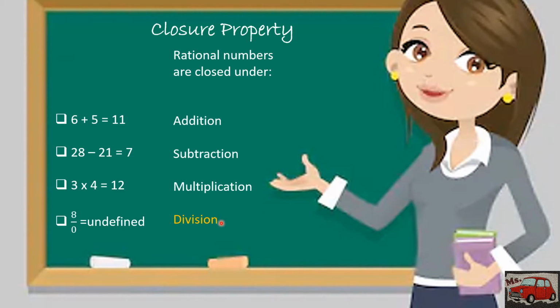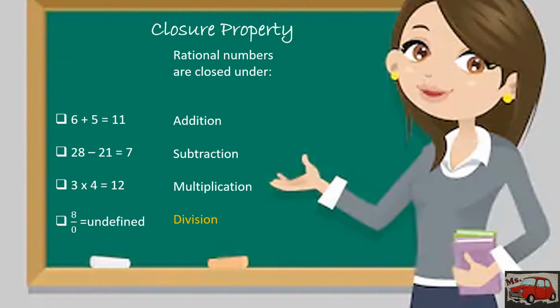Okay? But there are division na rational number pa rin yung sagot. Like 4 divided by 2, that is 2. 2 is a rational number kasi pwede mo siyang gawing fraction. Basta sinasabi lang, sa division, hindi laging ang quotient or sagot is rational number.